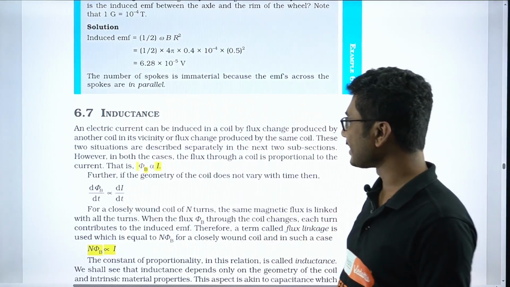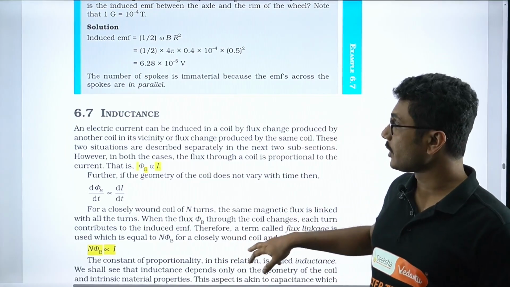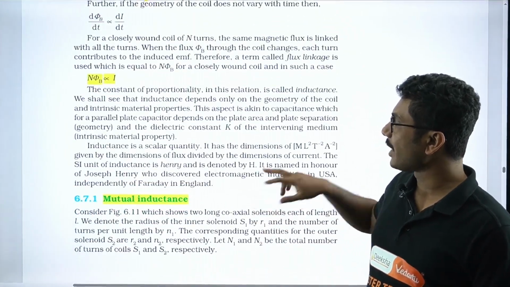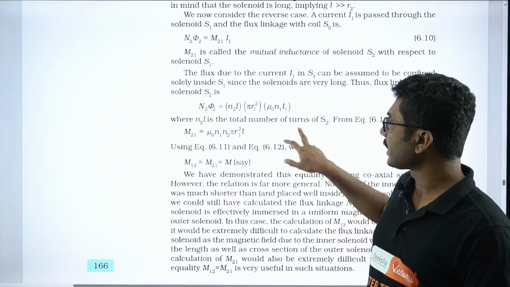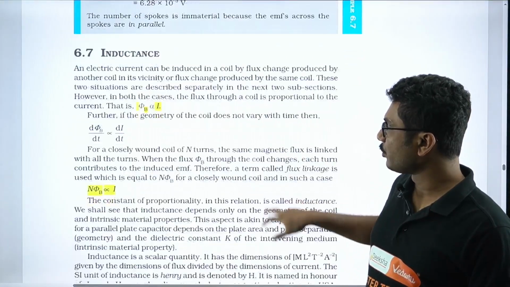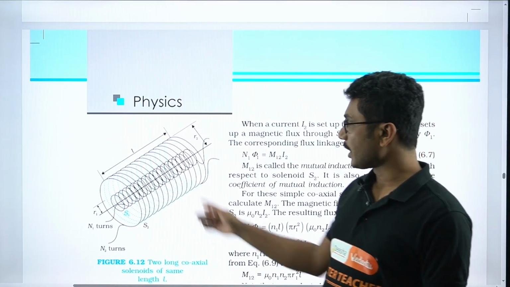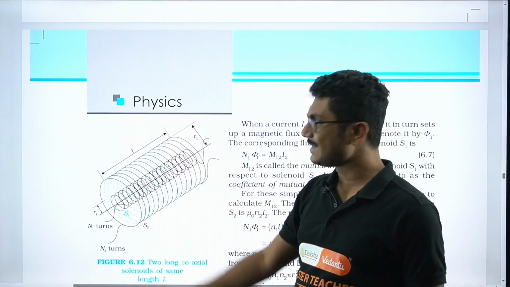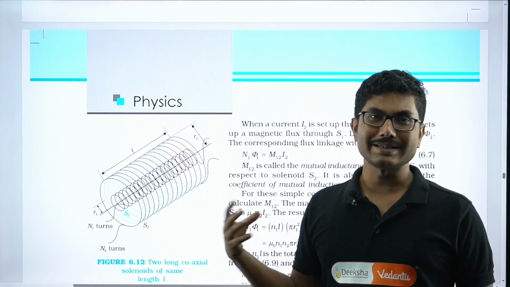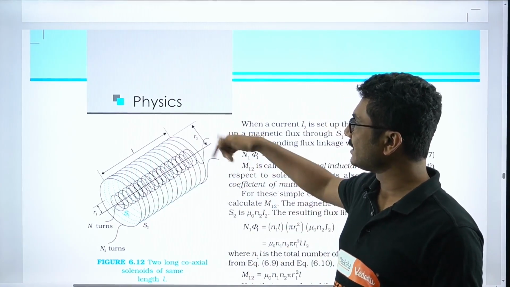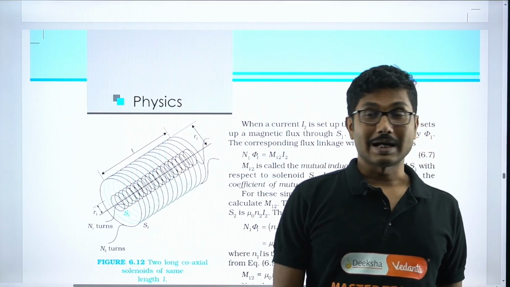Now next is inductance. The current induced is proportional to the flux. From there we can define two quantities, and one of them is mutual inductance. It happens when we have two concentric current carrying coils, one coil this way, another coil through the inside. Whenever there is a current change in the first coil, there is an induced current in the second coil. Similarly, if there is a current change in the second coil, that is the outer coil, there is a change in the current in the inner coil as well.